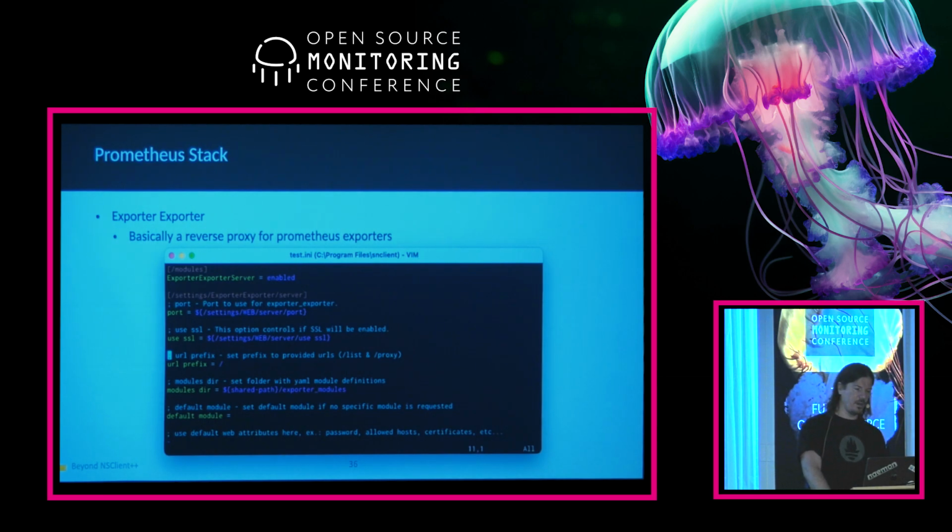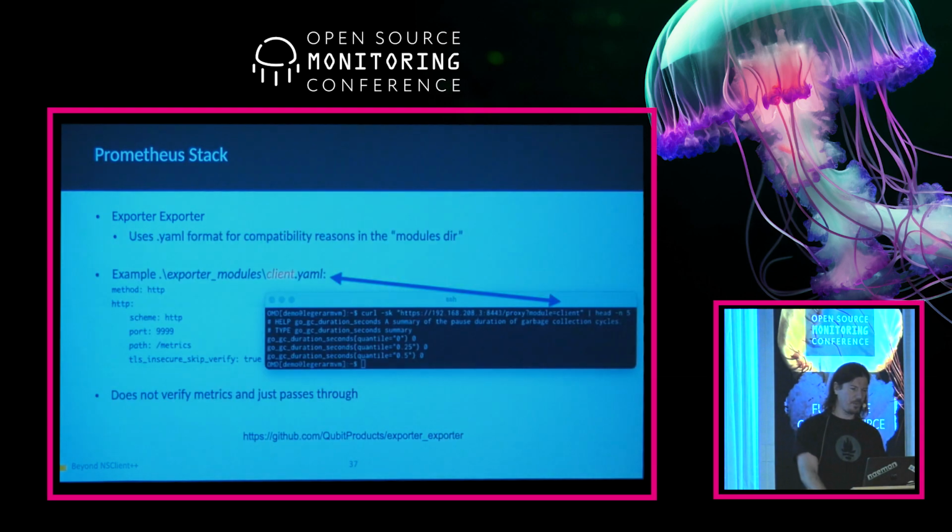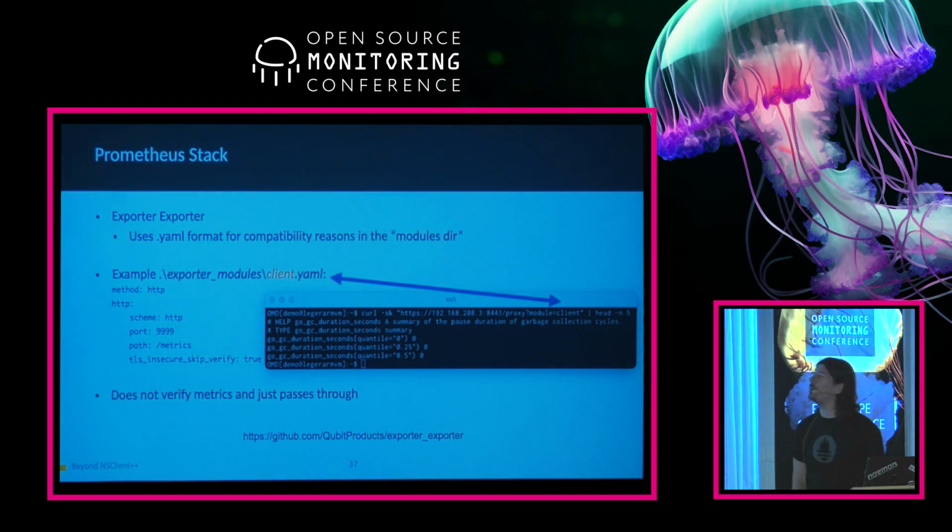And the exporter is actually pretty simple. You just set the exporter modules folder, and then for compatibility reasons, it uses YAML format here, because it's really just the existing exporter, with one difference: it does not verify the metrics. The usual exporter verifies the metrics, but we found that that's mostly not even a good thing, because the format might change, and then you have to update the exporter. This one just passes through whatever it gets.